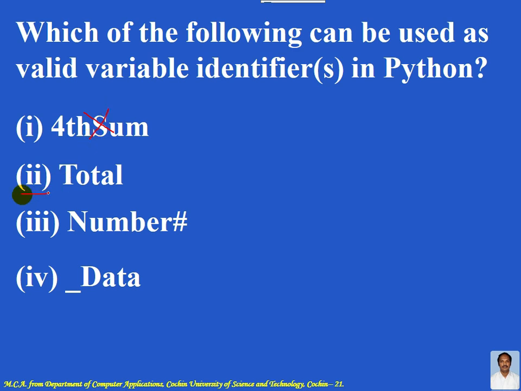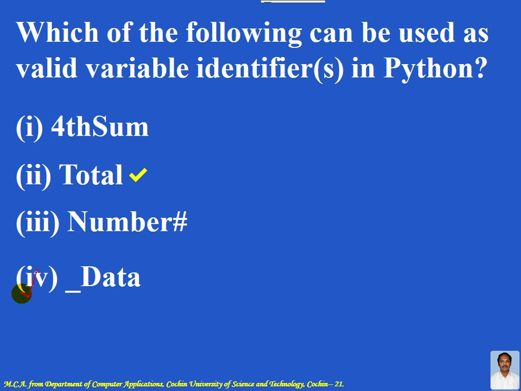Can option number two be an identifier? Yes, it starts with an alphabet. So this is a correct variable name or identifier. Can option number three be an identifier? No. And the reason is variable name or identifier should not contain special symbols. Okay, so this cannot be an identifier.